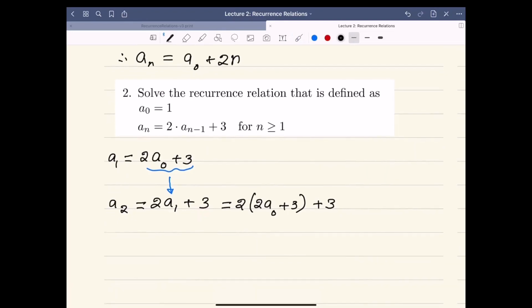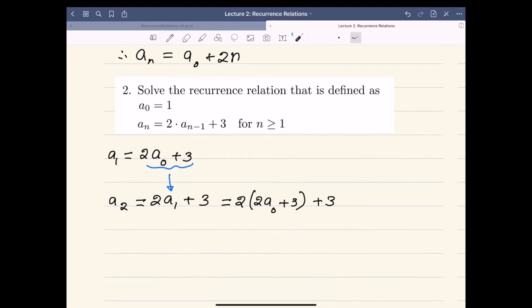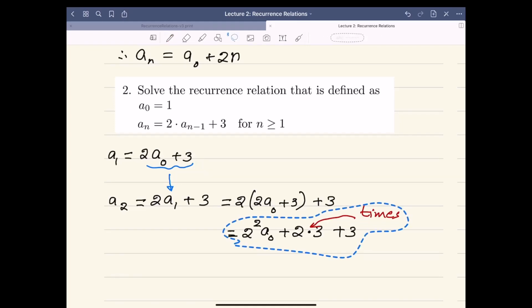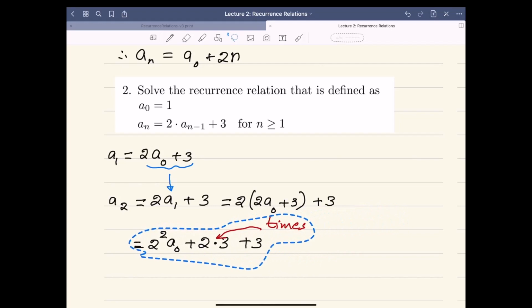You can simplify this answer. So this is equal to 2 to the power 2 a0 plus 2 times 3 plus 3. Now this is the symbol for multiplication, times. It's not 2.3, it is 2 times 3. This is the equation that we are going to have, as a final answer.